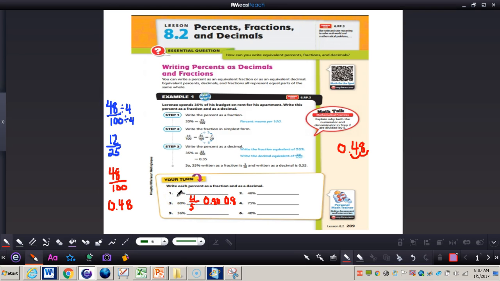Now what I would like you to do is number 6, and you can work on that now. So 40% written as a fraction in simplest terms is 2/5, written as a decimal is 4/10ths, or you could even have 40/100ths. Both would be equivalent to 40%.